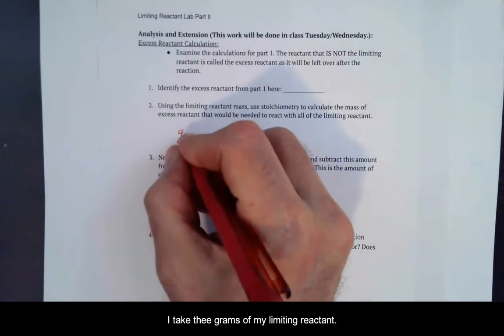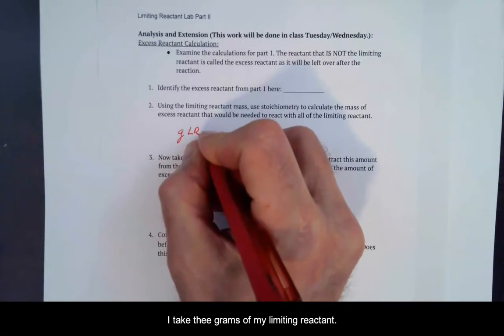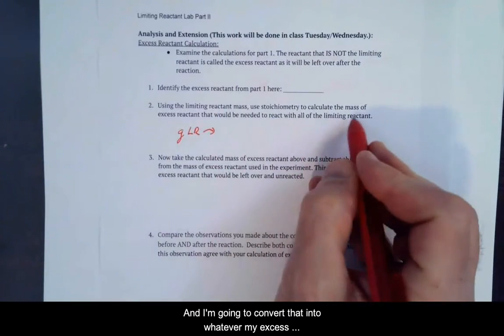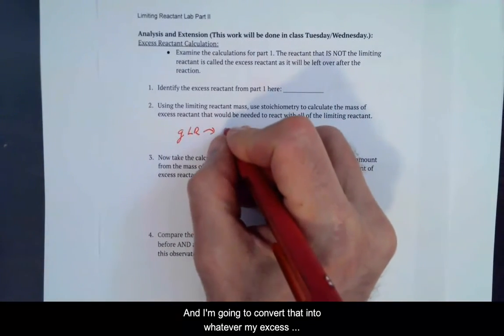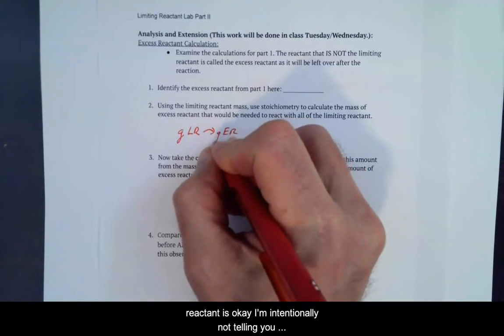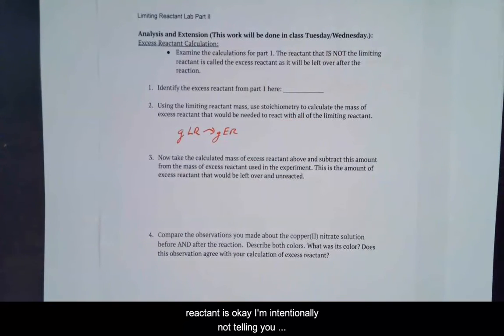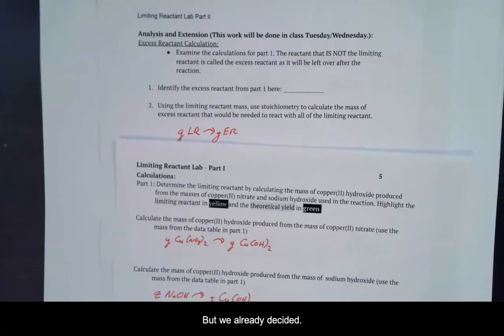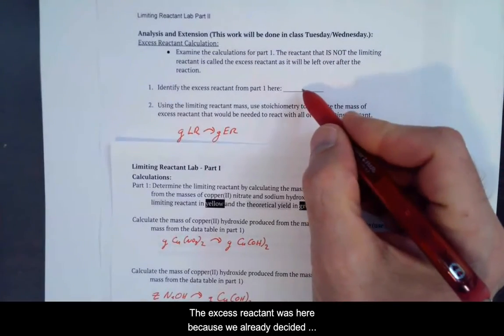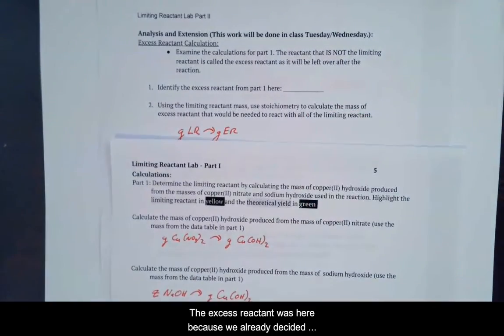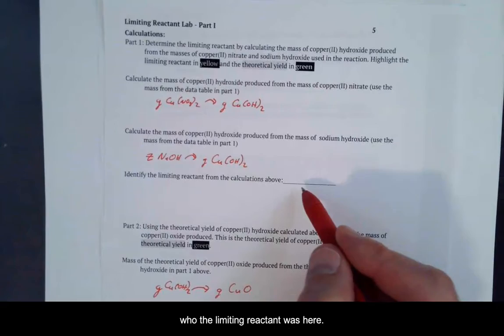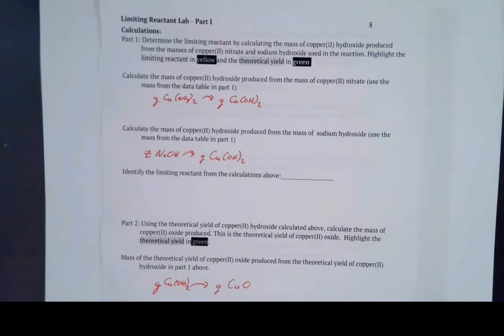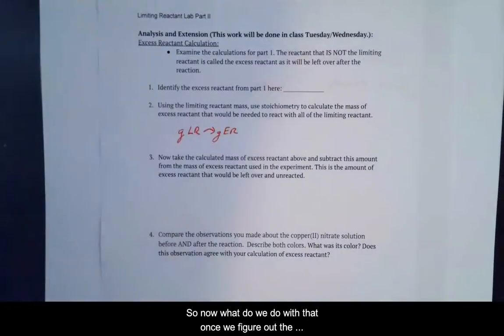I'm going to take the grams of my limiting reactant, and I'm going to convert that into whatever my excess reactant is. I'm intentionally not telling you which one is which, because that's the thinking I want you to do. But we already decided who the excess reactant was because we'd already decided who the limiting reactant was. So then, what do we do at that point?